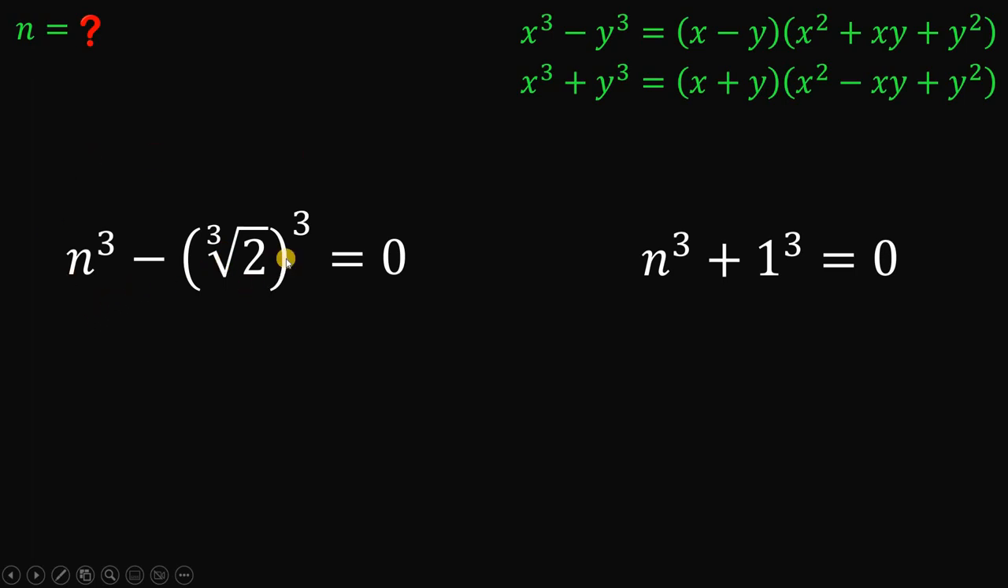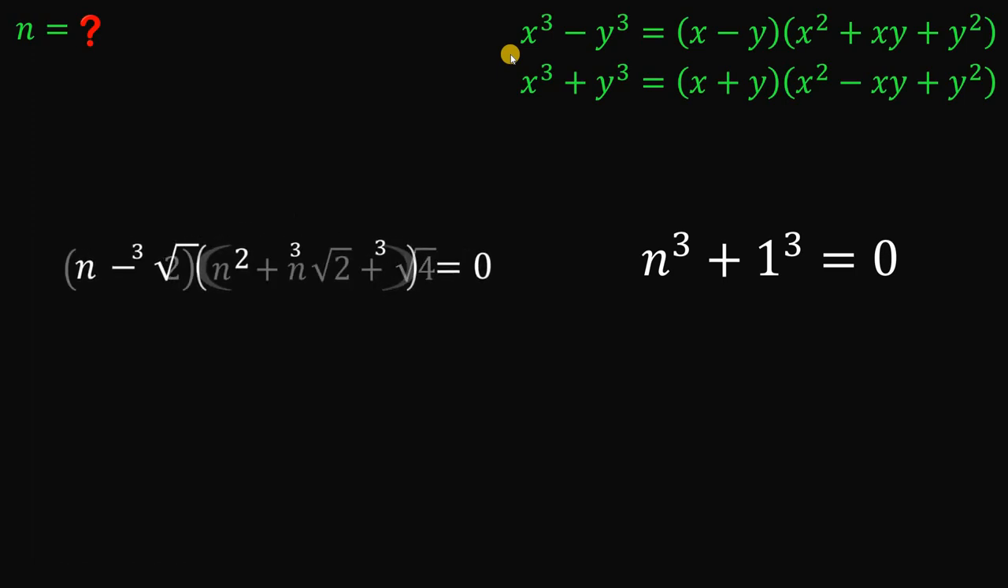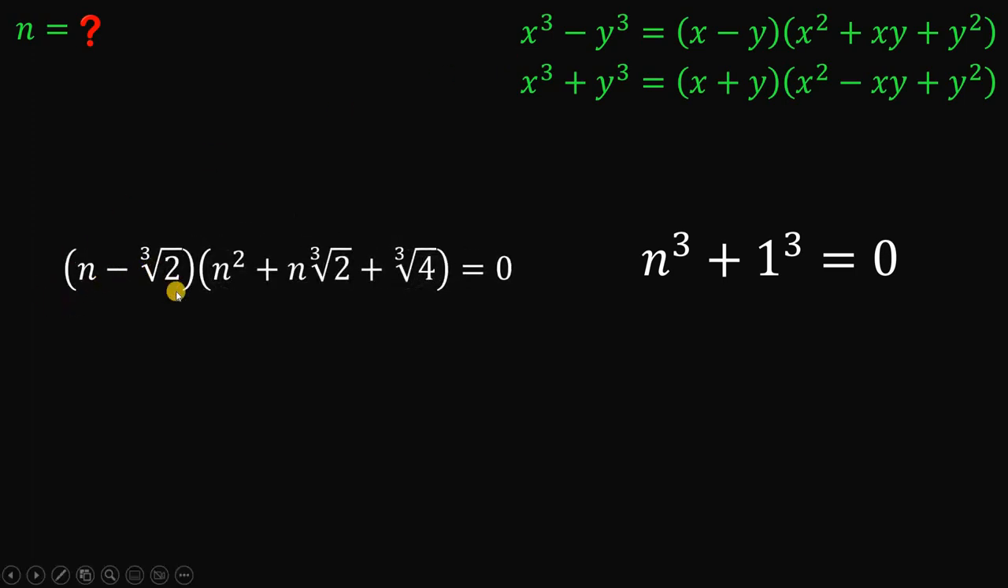We have n cubed minus cube root of 2 raised to the power of 3. Now we will use the first identity, so this can be factored as follows. We have n minus cube root of 2. Again, x is represented by n, while y is represented by cube root of 2. So we have n minus cube root of 2 multiplied by n squared plus n times cube root of 2 plus cube root of 4, or cube root of 2 raised to the power of 2. Now, since it is equal to 0, at least one of them must be equal to 0.